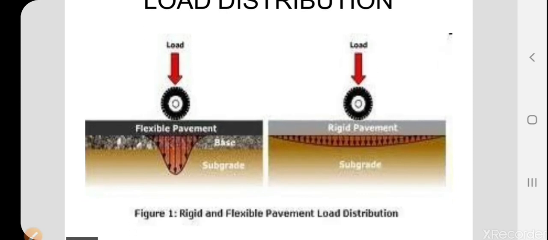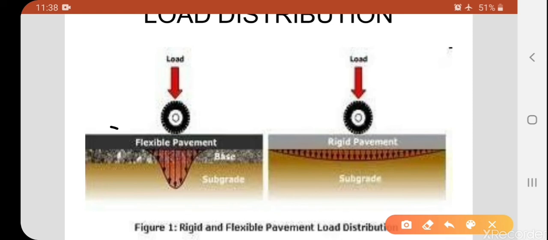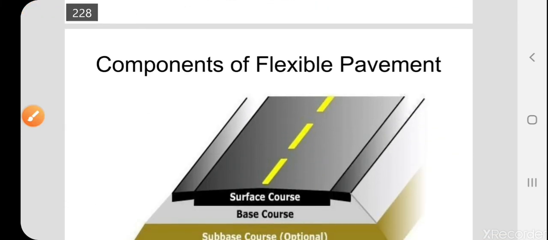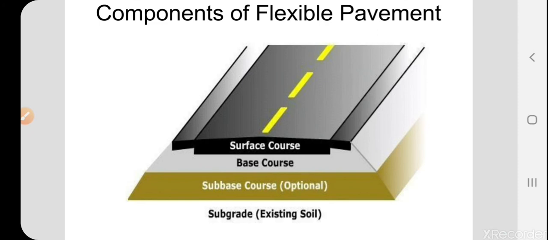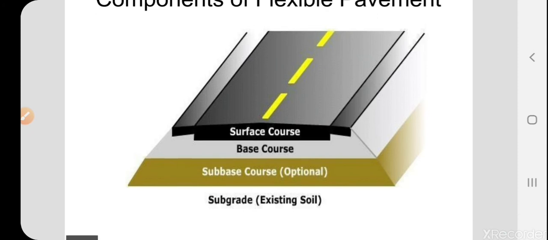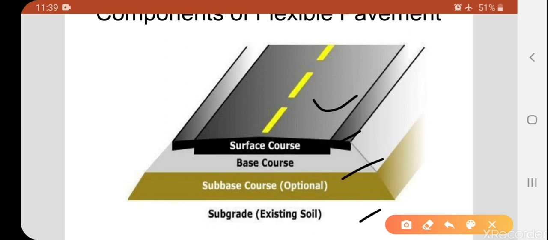As already learned, in the flexible pavement, the load distribution will be more compared to the rigid pavement. In rigid pavement, the load distribution will be less, and the development of stresses will also be less. In case of the flexible pavement, the load distribution will be more. Next, components of flexible pavements. This one is the most important question, and we have already learned: surface course, base course, subbase, and subgrade.